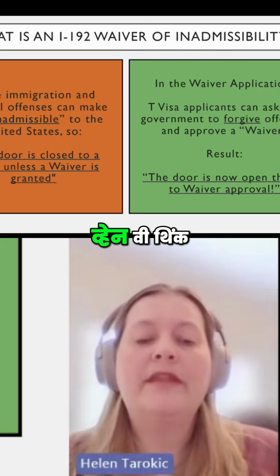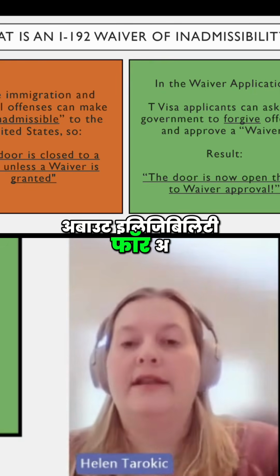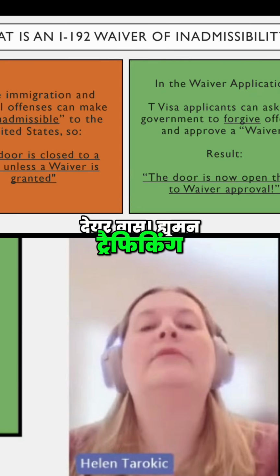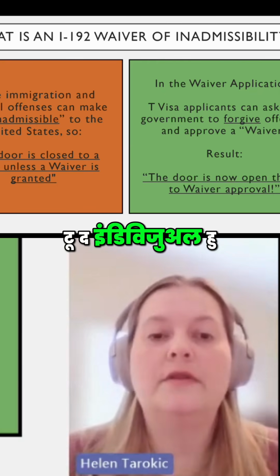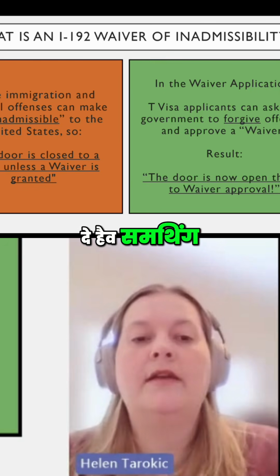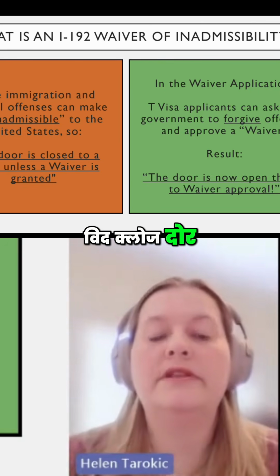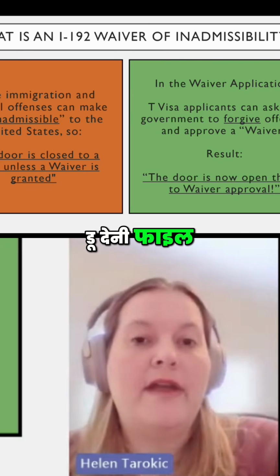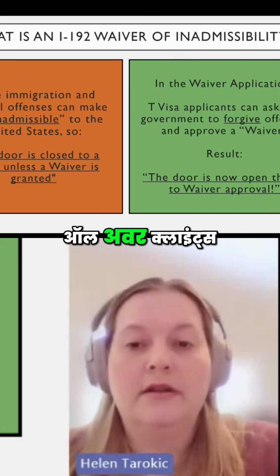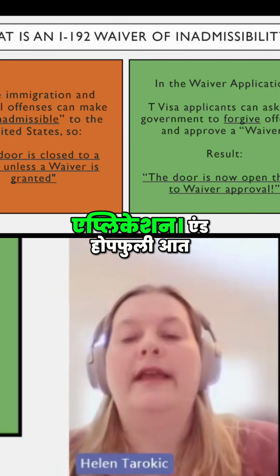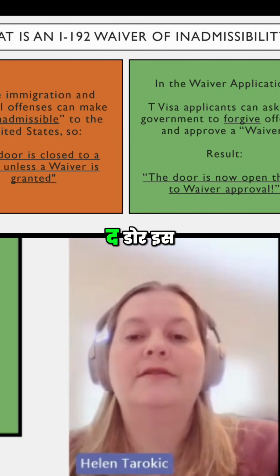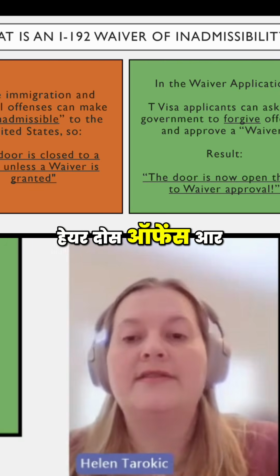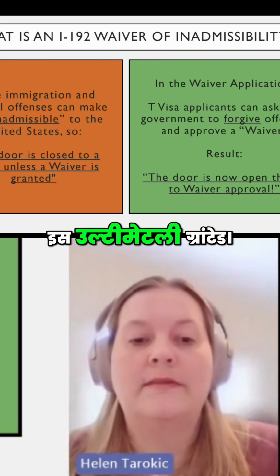So when we think about eligibility for a T visa, first we establish that yes, there was human trafficking. But the second part comes down to the individual who's applying. Do they have something on their history that would close the door to the T visa unless a waiver is granted? And if they do, then we file that waiver application. Almost all of our clients need that waiver application. And hopefully at the end, the result will be that the door is now open thanks to a waiver approval where those offenses are forgiven and the T visa is ultimately granted.